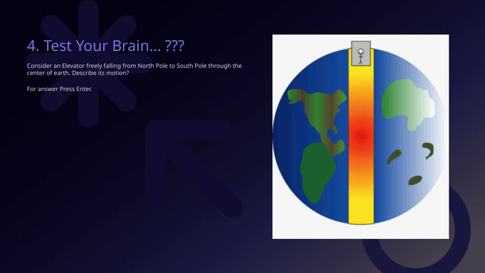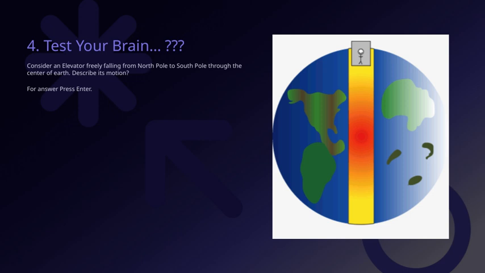Let's consider a hypothetical scenario: an elevator freely falling from the North Pole to the South Pole, passing through the Earth's center. What would its motion look like? Well, initially, once the elevator is released, gravity would cause it to accelerate downward. As it moves toward the Earth's core, its speed increases due to the continuous acceleration. However, as it approaches the center, the gravitational force inside the Earth actually decreases because gravity depends on the mass beneath it, which lessens as we go toward the center.